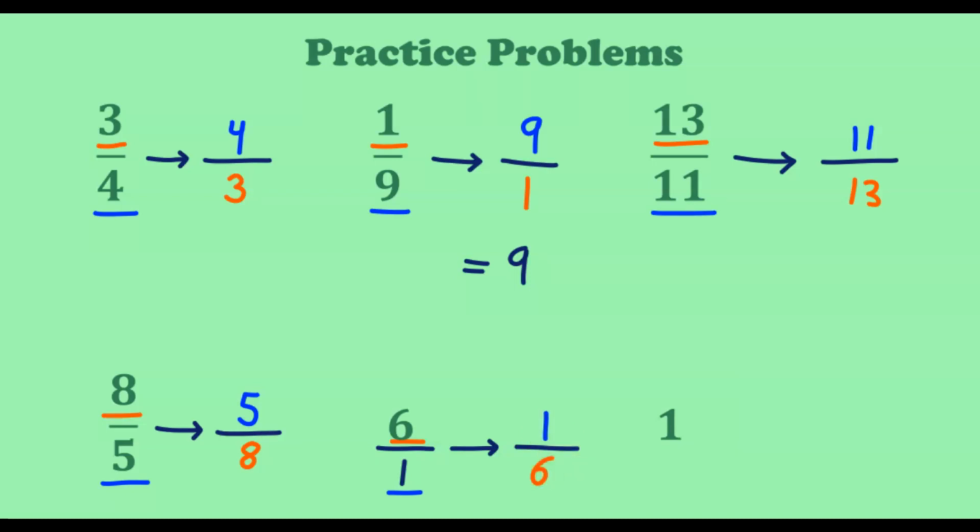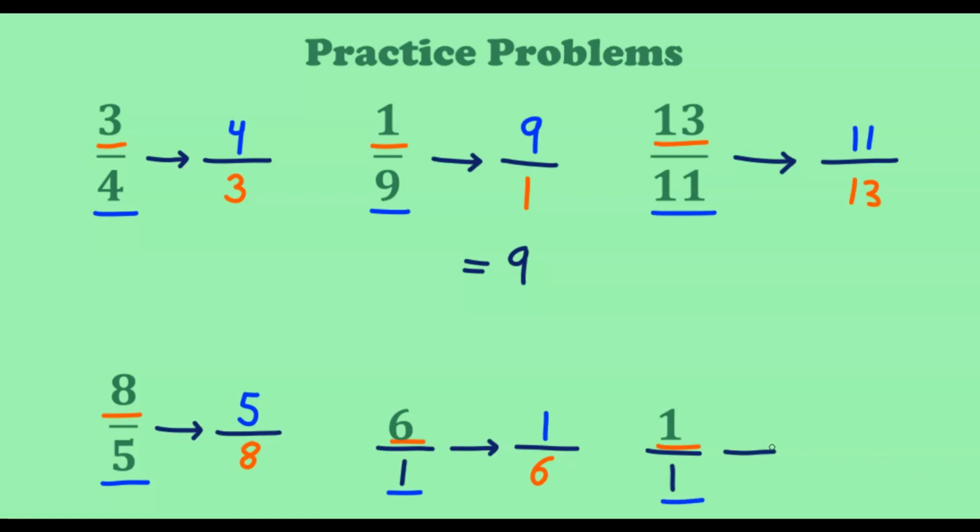The next number we need to find the reciprocal of is 1. Now we can write 1 as 1 divided by 1, because if we divide any number by 1, we get that number itself. And now we can see that the numerator of this fraction is the number on top, that is 1, and the denominator is the number on the bottom, that is 1.